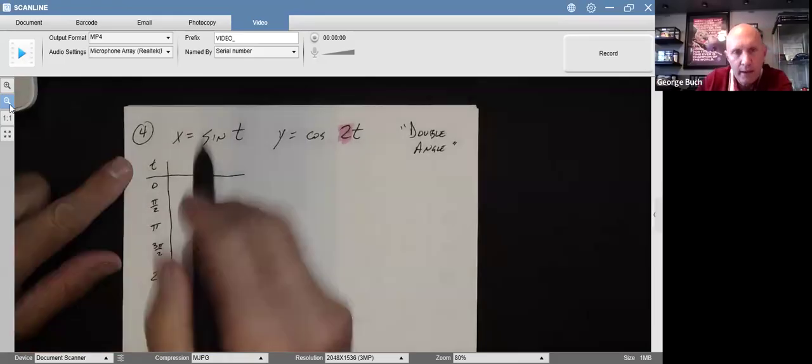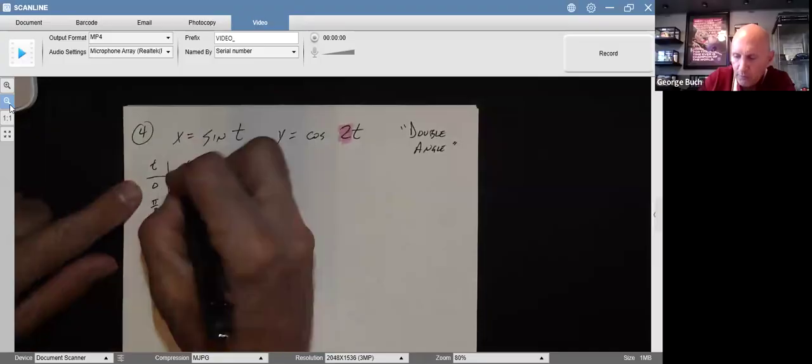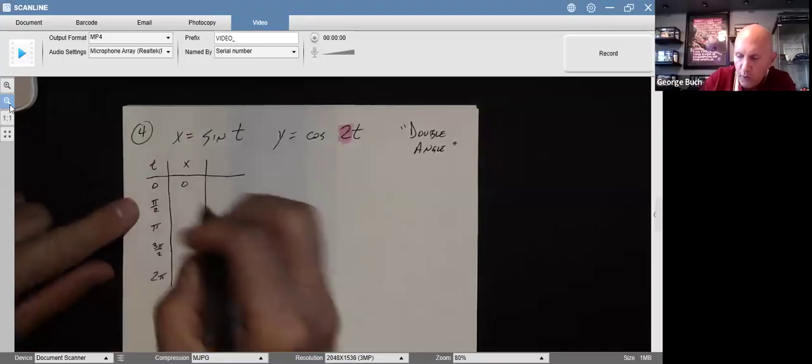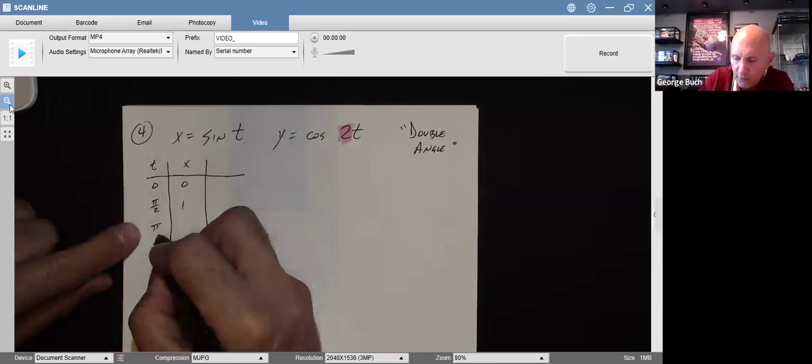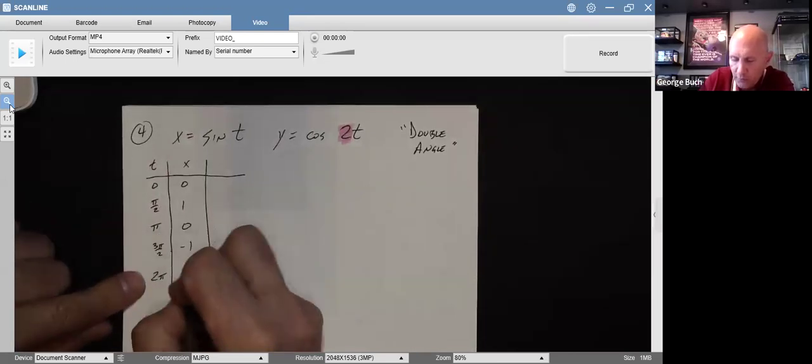And so x is sine of t. So sine of 0, 0. Sine of pi over 2, 1. Sine of pi, 0. Sine of 3 pi over 2, negative 1. Sine of 2 pi, 0.